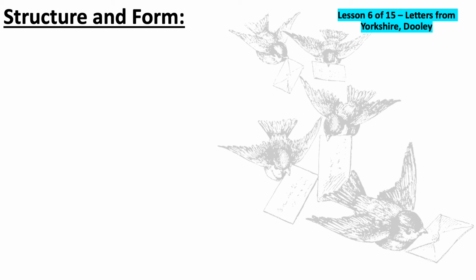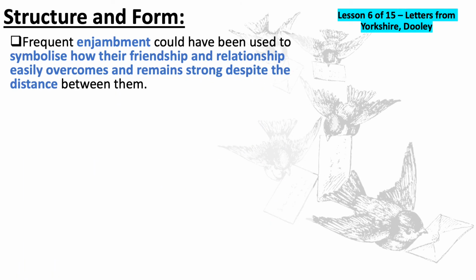Now, moving on to structure and form then. Okay, so I've made a couple of points here about what we can comment on the structure and form of the poem. Well, the frequent enjambment that is used in the poem, so the frequent use of where one line runs into another without punctuation or pause, could have been used to symbolise how their friendship and relationship is easily able to overcome the distance where they communicate, and it remains strong despite the distance between them, and that's of course really significant.